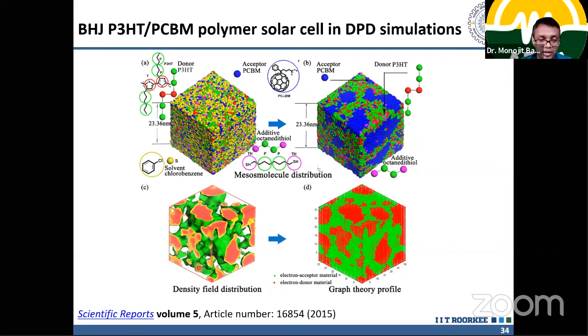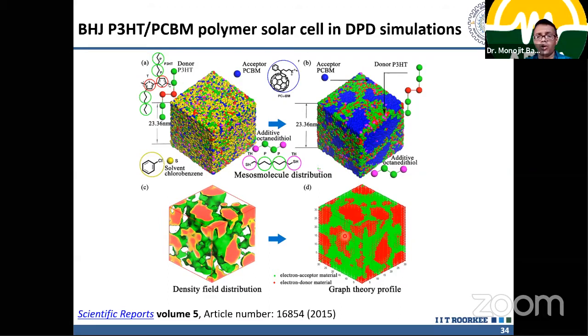And these are density field distributions. If you convert it to a graph theory profile, you can see there are some domains of P3HT and some domains of PCBM. This is the electron donor material, this is the electron acceptor material. So this is the PCBM rich area, this is the P3HT rich area. And that is what the bulk heterojunction structure could look like.